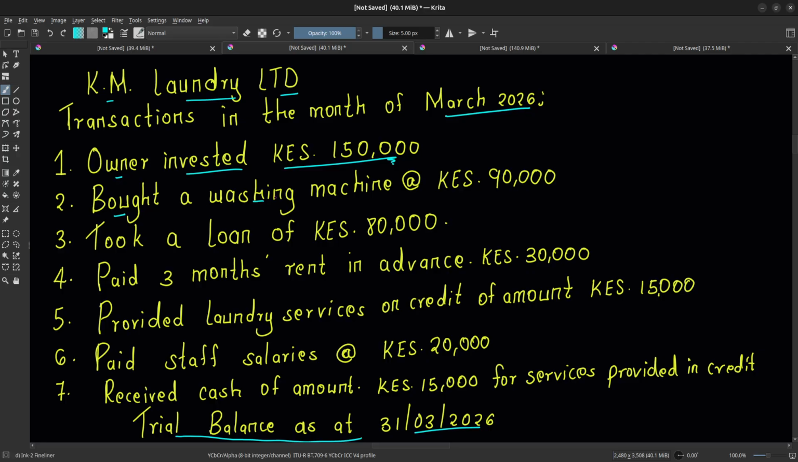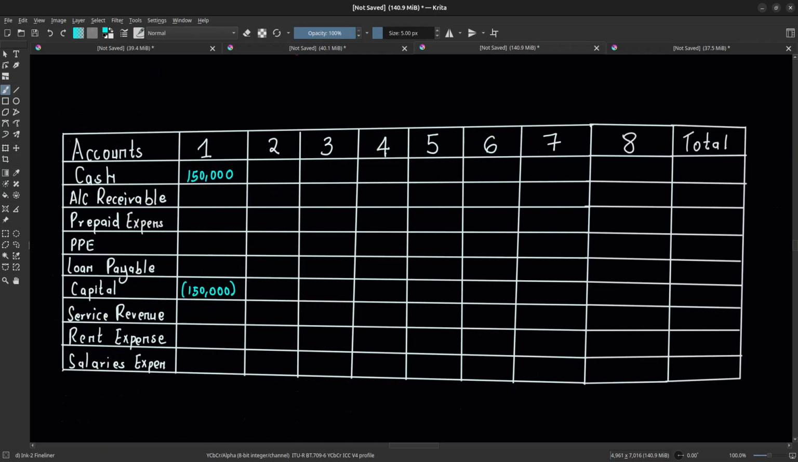The business bought a washing machine at Kenyan shillings 90,000. A machine is an equipment, so you need to recognize an increase to the PPE account first by doing what? By debiting that account, okay? And because you're paying in cash, you credit the cash account by 90,000.